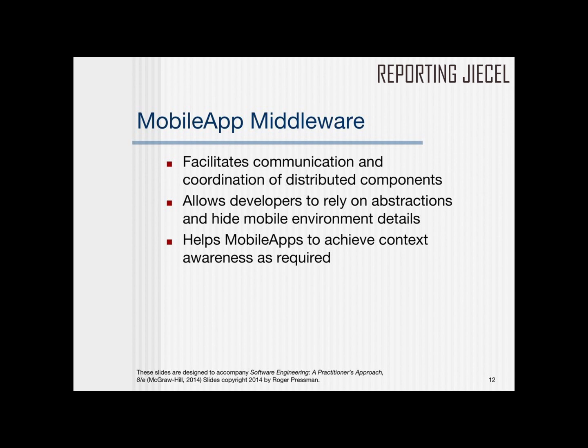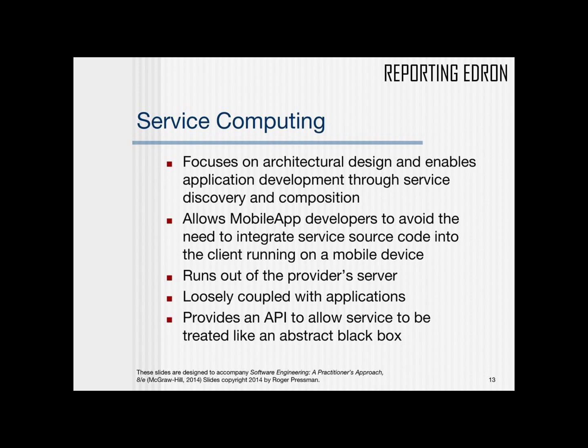UI design. Mobile app middleware facilitates communication and coordination of distributed components, allows developers to rely on abstractions and hide mobile environment details, helps mobile apps to achieve context awareness as required. The questions focus on the role and functions of mobile app middleware in computer science. Middleware technology is often employed in mobile applications to manage the complexities of distributed operations and environments, allowing them to communicate, coordinate, and even be context-aware. This helps in accomplishing higher productivity and improved app performance.